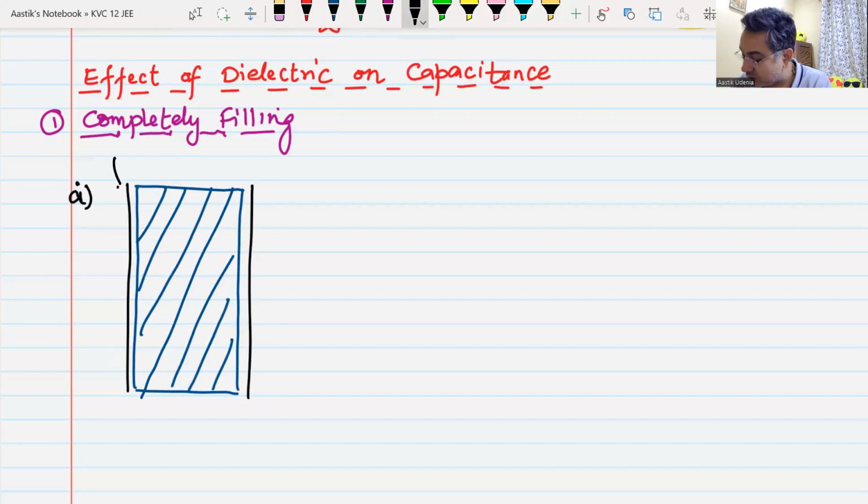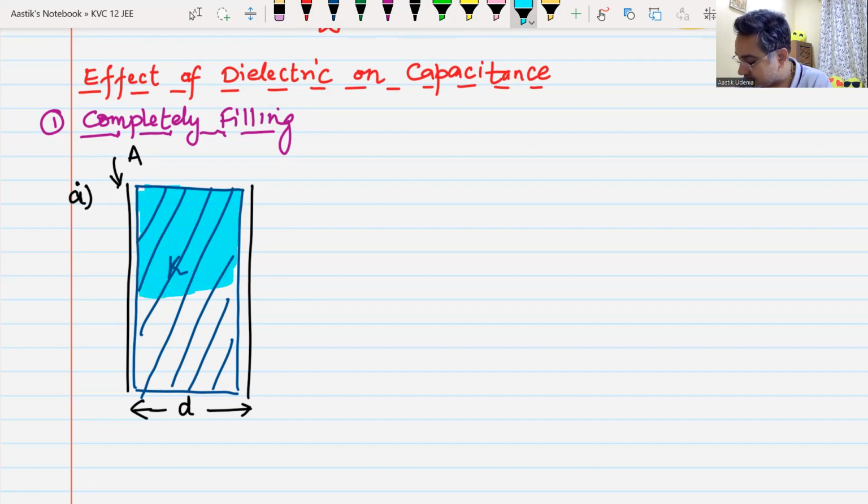Let me call the area of the plates A and the distance between the plates D. And let me call the dielectric constant of this dielectric K. So what I see here is I am completely filling it up with a dielectric of dielectric constant K. What is going to happen now? What will happen to the capacitance of the capacitor? Because remember, the only thing that we are concerned about is changing the capacitance of this capacitor.